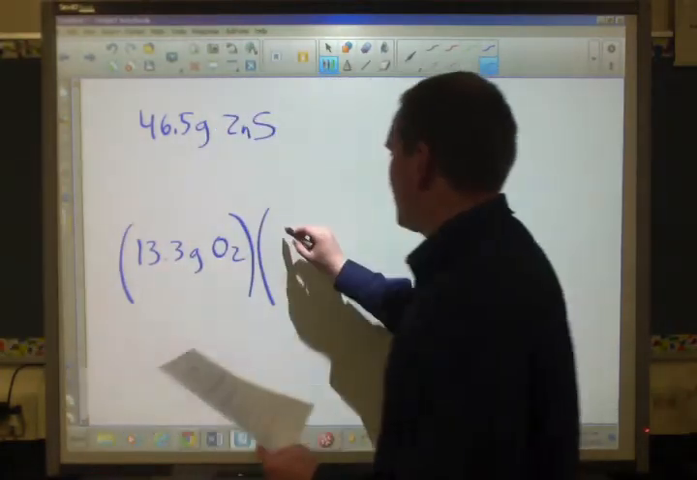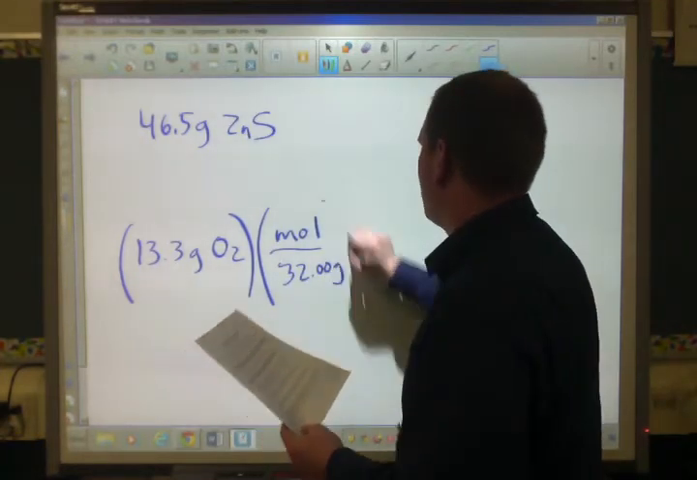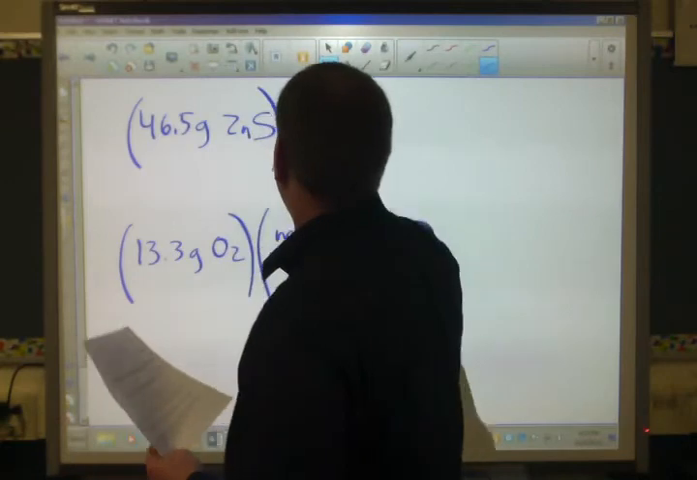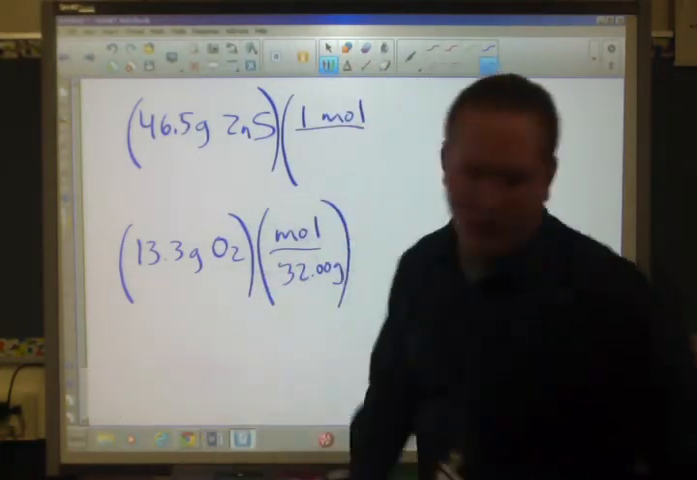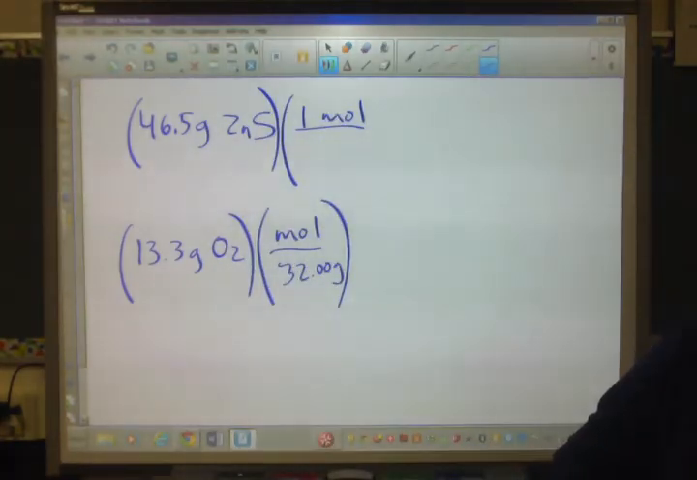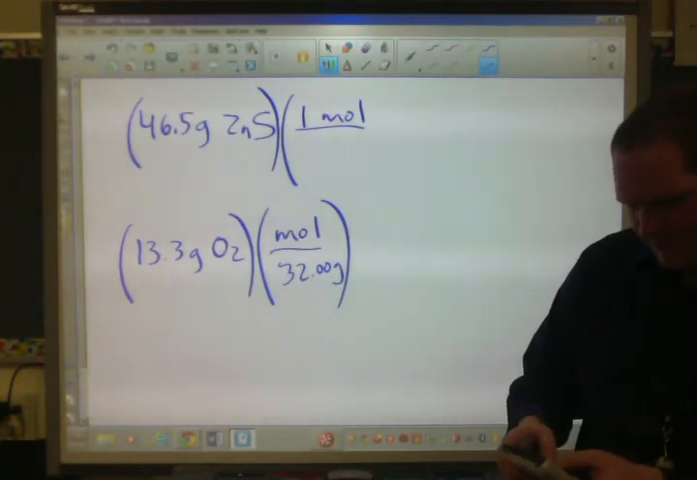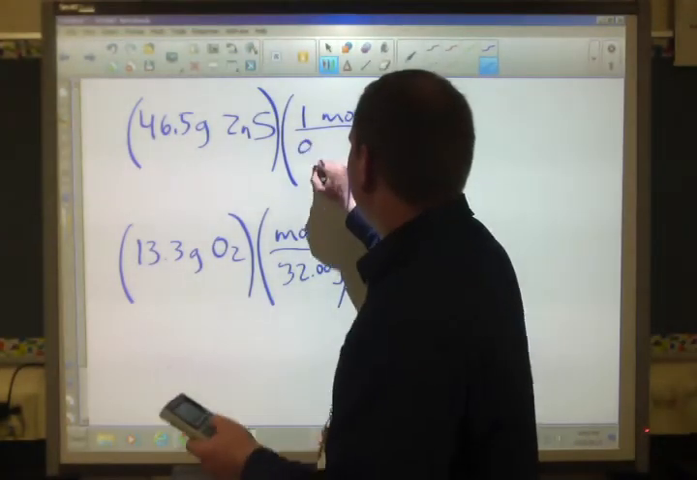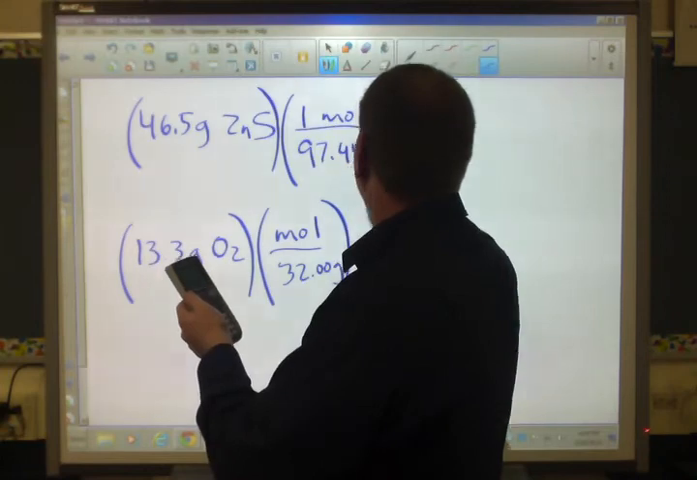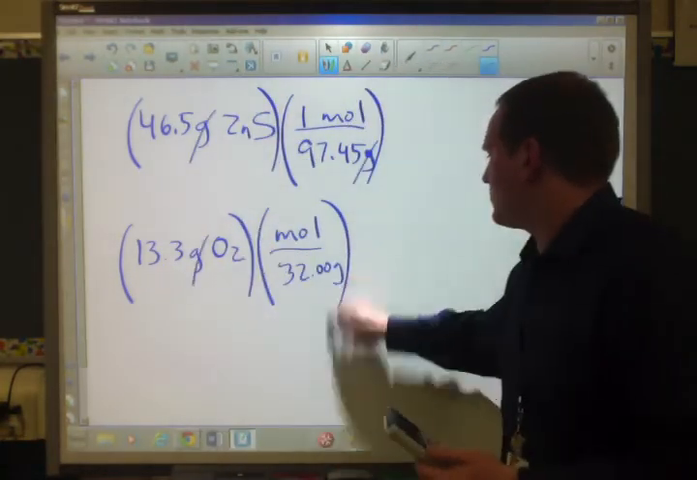Now O2 I've done so many times I just know it. It's 1 mole over 32.00 grams. And zinc sulfide is 1 mole over 65.39 plus 32.06, 97.45 grams. Gram cancels gram.